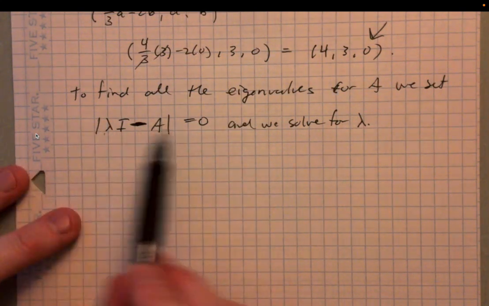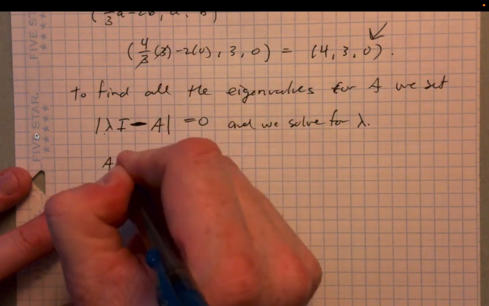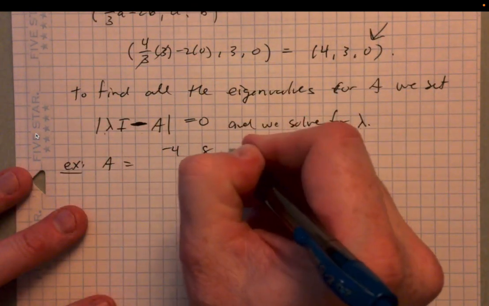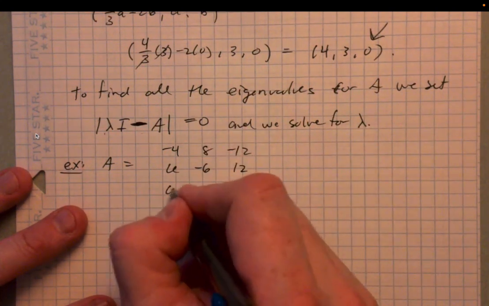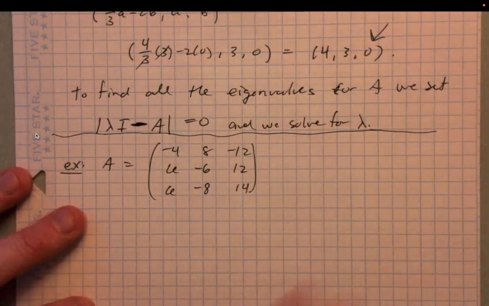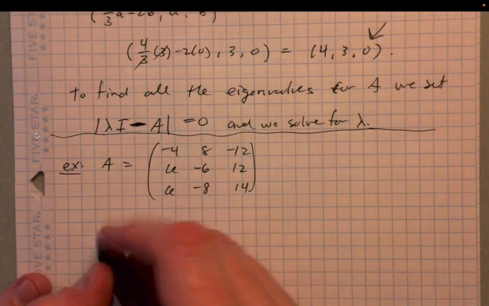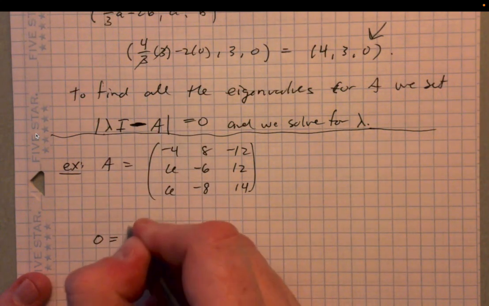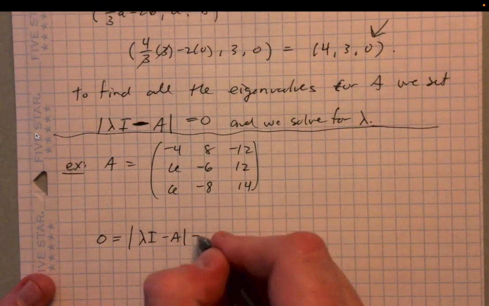But let's actually just do an example of this with our 3 by 3. So remember, A was equal to [-4, 8, -12; 6, -6, 12; 6, -8, 14]. So this is our example. Okay. And so let's set up our equation. So 0 is equal to the determinant of lambda I minus A, which is what?